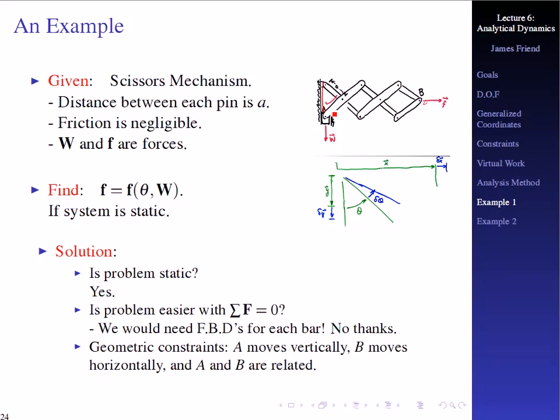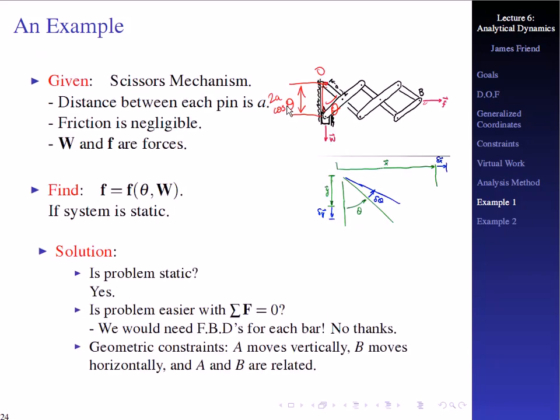if this angle here is theta, let's count how far, if we pick this point here as O, this distance to point A is cosine of a down to halfway down, another cosine of a. So this is 2a cosine theta.